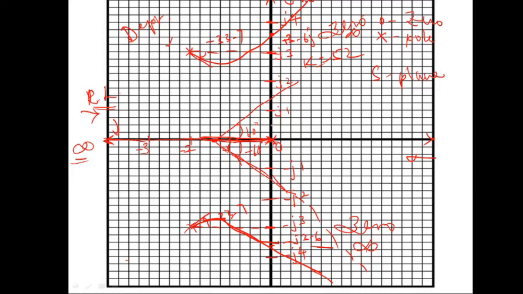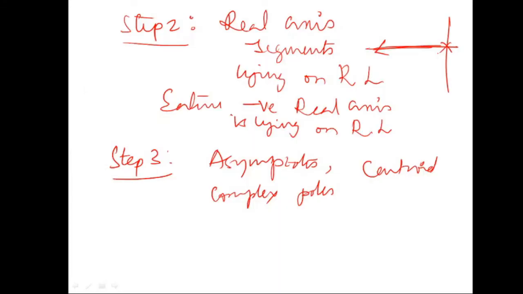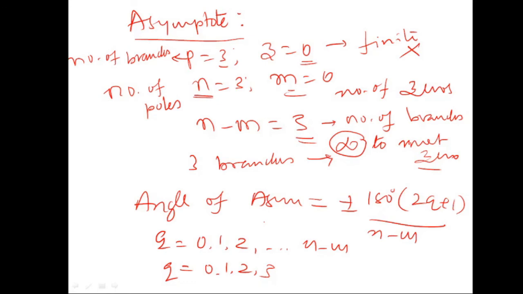And from step 2, we identified the portion of the real axis that is on the root locus. Since we have one odd pole at the origin, the entire negative real axis is on the root locus. And then in step 3, we found the asymptotes. Asymptotes are the angles at which the root locus branches will go to infinity. So we got three values which are standard: plus 60 degrees, minus 60 degrees, and plus or minus 180.